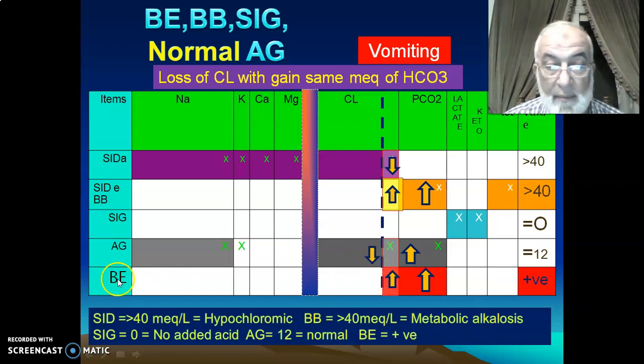When you come to the base excess or base deficit, there is an increase of bicarbonate, so it is a base excess. What about the strong ion gap, the difference between this and that? There is no fixed acid that has been added, so the strong ion gap will be 0. What about the anion gap? We said that there is loss of chloride with gain of bicarbonate with the same value, so there is no change in the sum of chloride and bicarbonate, so the anion gap will be normal. So in cases of vomiting, there is a hypochloremic metabolic alkalosis with normal anion gap and base excess.